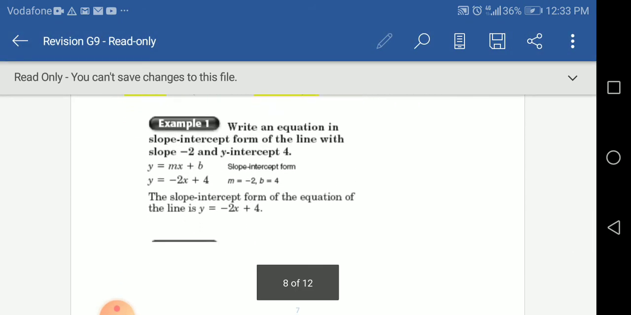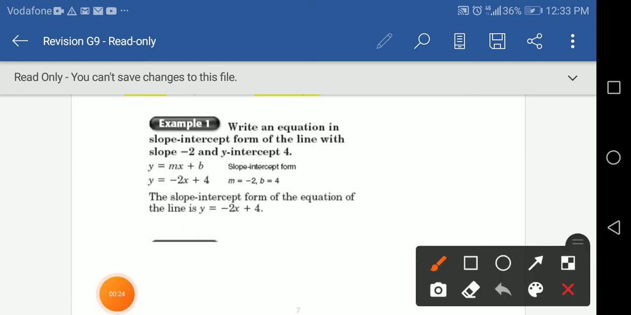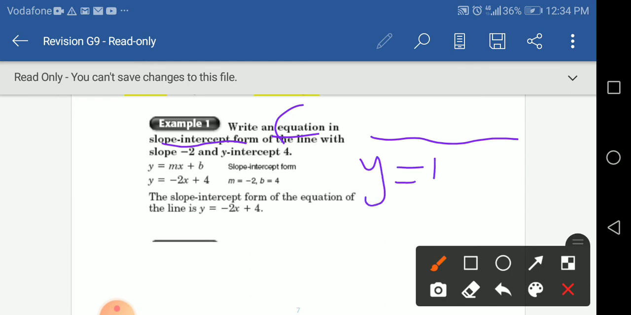Okay, remember when he asks you to write an equation in slope intercept form. So he asks me to write an equation. So this is the required. I'm going to write an equation in which form? Slope intercept form. And I have to know the slope intercept form rule or equation. It's y equal mx plus b.